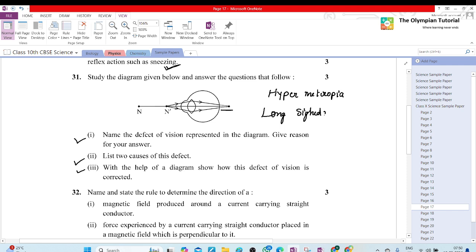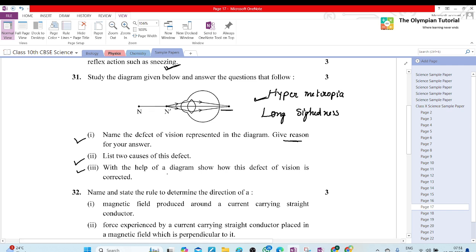List two causes of this defect: shortening of the eyeball, and the focal length of the eye lens is too small. Wait, I think you didn't tell me the reason why this is hypermetropia. Ma'am, because the image is being formed behind the retina instead of on the retina. And another reason you can give: the near point for the person is farther away from the normal near point, that is 25 centimeter. Yes, ma'am.